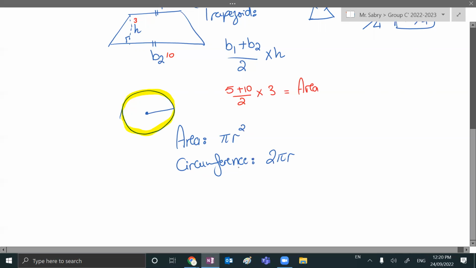So apparently, if I want a circle, the only and the most important thing in a circle is the radius. If I know the radius, I can easily get the area or the circumference.